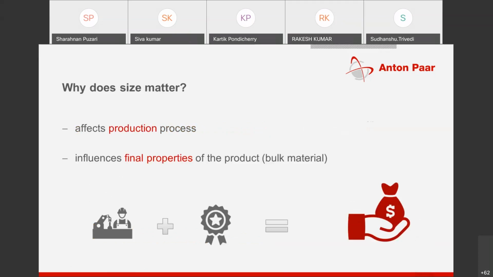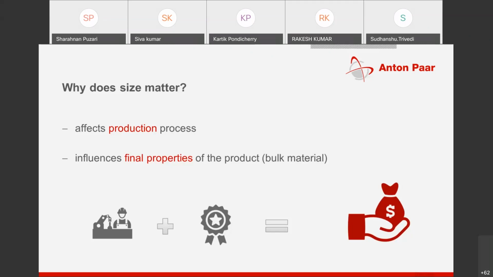Now, why we are measuring particle size is another big question. Why does it matter? It affects the production process, and it also influences the final properties of the product. Meaning, by controlling the size of your materials, you are actually saving a lot of money or making a lot of money.